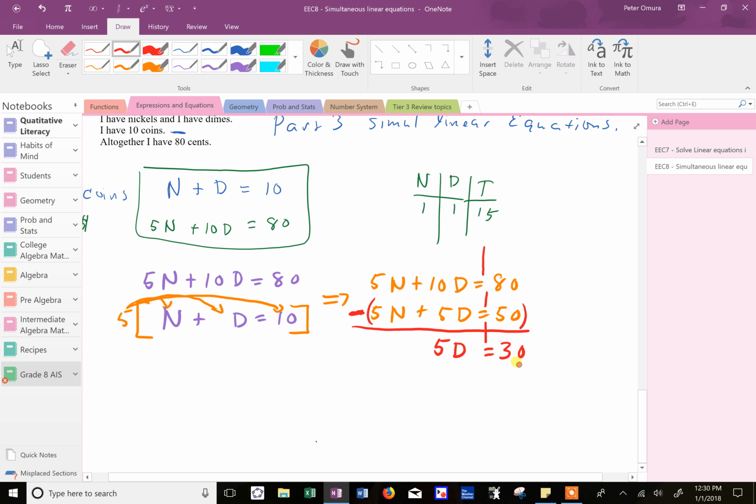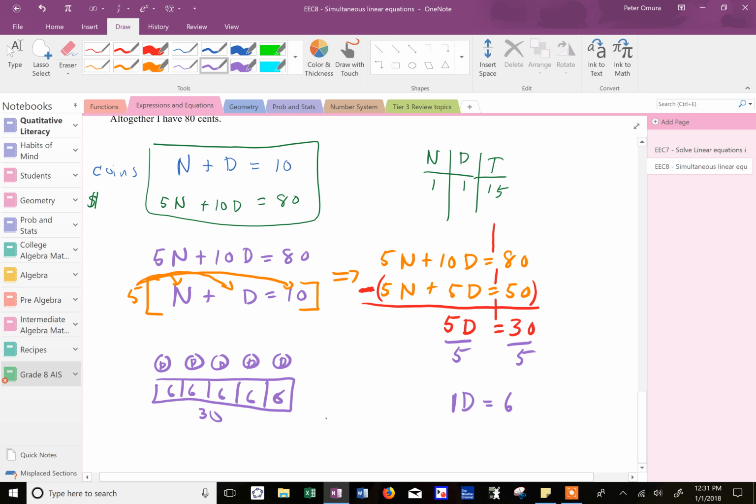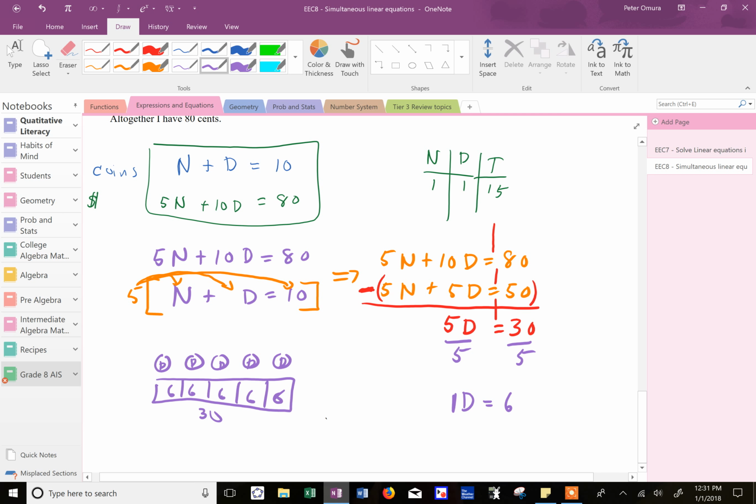Well, if 5 dimes equals 30, I can simply divide by 5, and I get 1 dime equals 30 divided by 5 is 6. And if you're not sure about that, if you have 5 dimes, 1, 2, 3, 4, 5, and the whole thing's worth 30, you just have to figure out each dime would have to be worth 6. Now, I know what you're thinking. A dime isn't worth 6. So what does that actually mean?